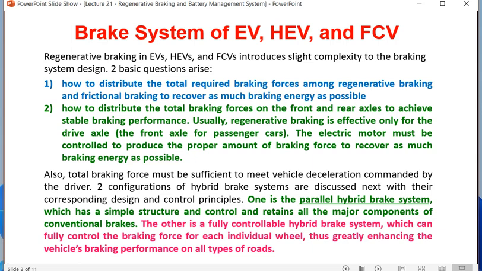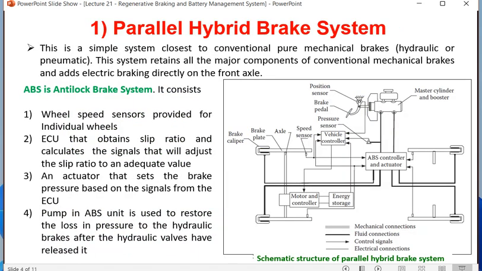This fully controlled hybrid brake system can fully control the braking force for individual wheels. Actually there is something called an in-wheel drive. In-wheel drive means you are actually generating the traction force at every wheel. So whenever I say fully controllable hybrid brake system, this is also kind of an in-wheel brake system. So it greatly enhances the vehicle braking performance on all types of roads. Okay, this is the first type. This is the parallel hybrid brake system.